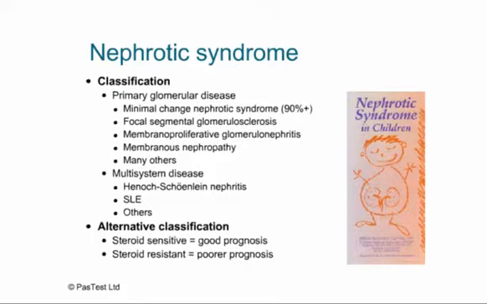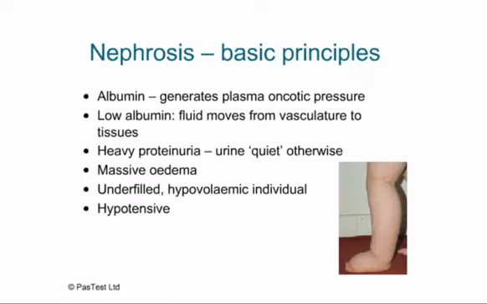Like we did with nephritis, let's think about the basic principles that underlie nephrotic syndrome, nephrosis. The key thing in nephrotic syndrome is this loss of albumin in the urine. Now, albumin in the blood generates the plasma oncotic pressure. So as the blood albumin falls, as the albumin enters the urine and then goes down the toilet, the oncotic pressure falls and the fluid that's within the vasculature leaks out into the tissues, and you end up with massive edema, which contrasts to the mild edema that you see in nephritic syndrome.